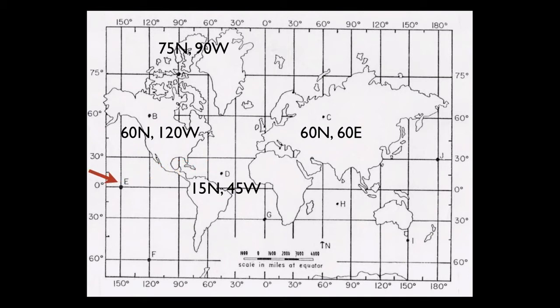Point E is right on the equator, so that's going to be 0 degrees for our first coordinate, for our first number. And then it's on the 150-degree line, and again, by now we should be thinking, all right, we're left of the prime meridian, we're left of that 0 line in the middle, so it's 150 degrees west. 0 degrees, 150 degrees west. Okay, think about F for a moment. F is on the 60-degree line, but we're below the equator now, so that's 60 degrees south, and it's on the 120-degree line, and that's west of the prime meridian, so 120 degrees west.